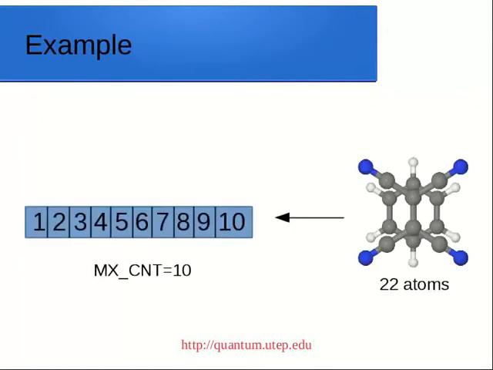Here's an example of this. There's a parameter called mx_cnt, max count, which is the number of atoms of the structure being calculated. You can store up to 10 atoms in this case. If I'm running this complex that's actually 22 atoms in length, then it's not going to fit. You can only fit 10 atoms in there. So when you're executing, the program will stop. It will tell you to change max count to 22.